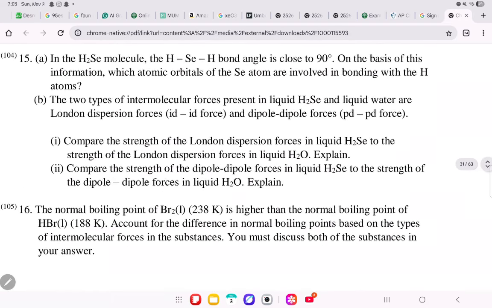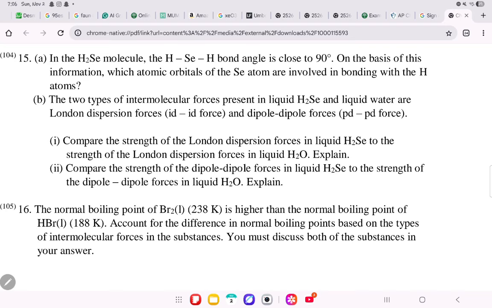Okay, 15a. In the H2Se molecule, the H-Se-H bond angle is close to 90 degrees. On the basis of this information, which atomic orbitals of the Se atom are involved in bonding with the H atoms? If it's close to 90 degrees, the first thing we think of is the three different types of p orbitals, which are the x, the y, and the z.